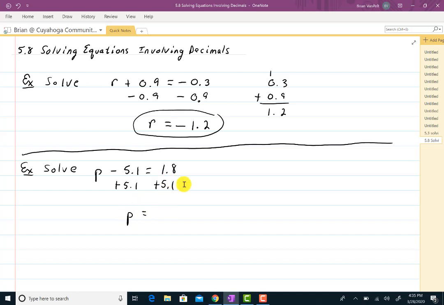Over here, I don't need to go off to the side for this one. These are just two positive numbers. Add them column by column. The 8 and the 1 gives you a 9, and the 1 and the 5 gives you a 6. So p equals 6.9.